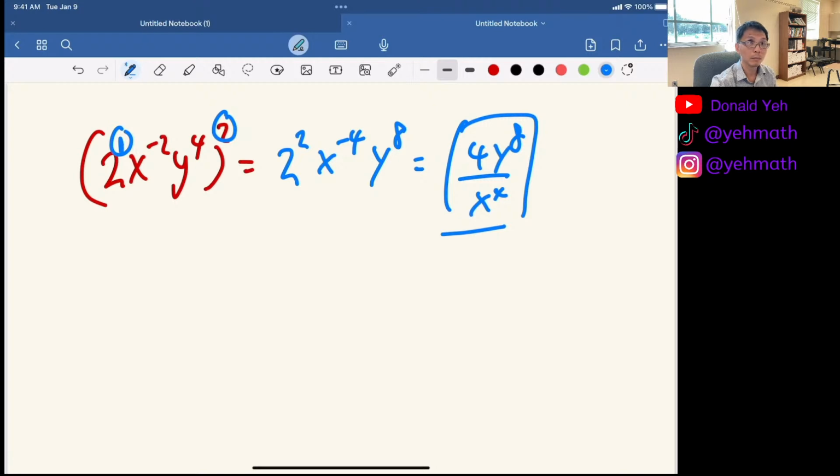Yep. What's the number right on top of the x at the bottom right? 4y to the 8.